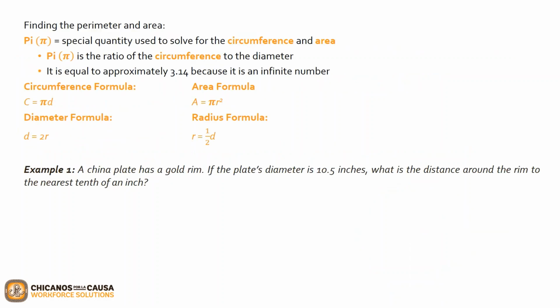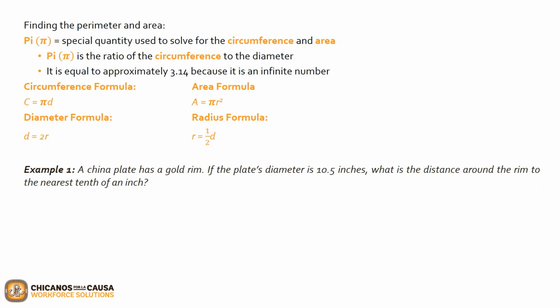In order to find the perimeter and the area of a circle, we use a special formula, which includes pi. No, not the pie that you eat, but pi in mathematical equations. So pi is a special quantity used to solve for the circumference and the area. Pi is approximately 3.14 because it is an infinite number. So pi is the ratio of the circumference to the diameter.